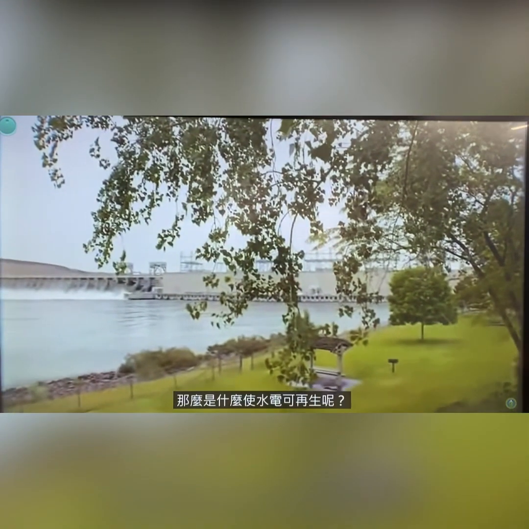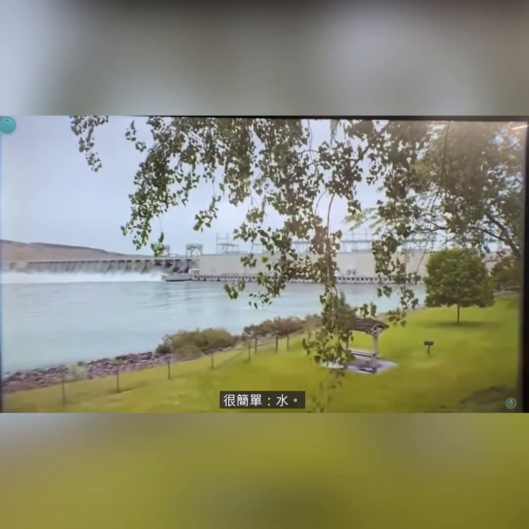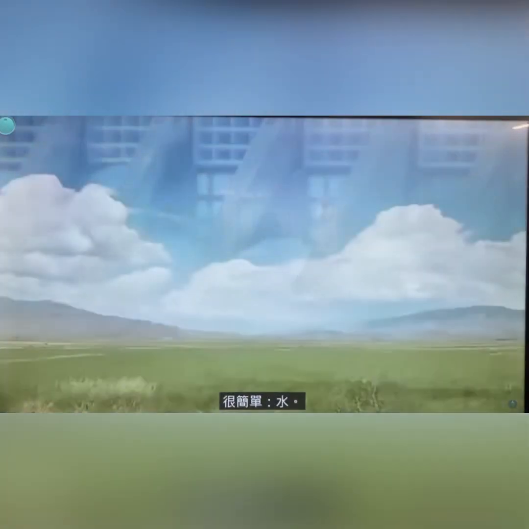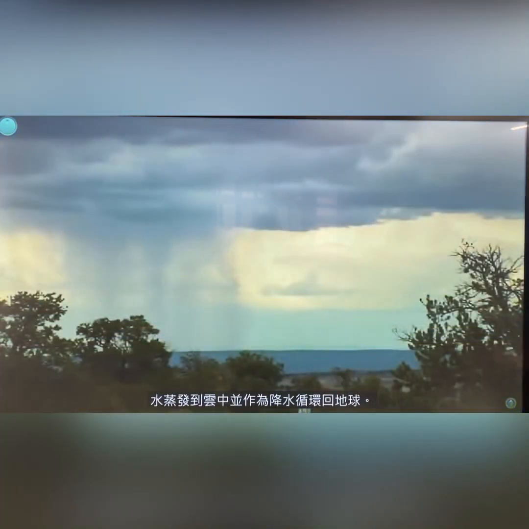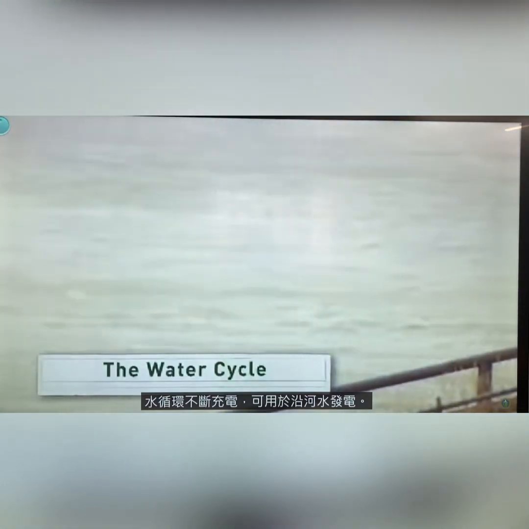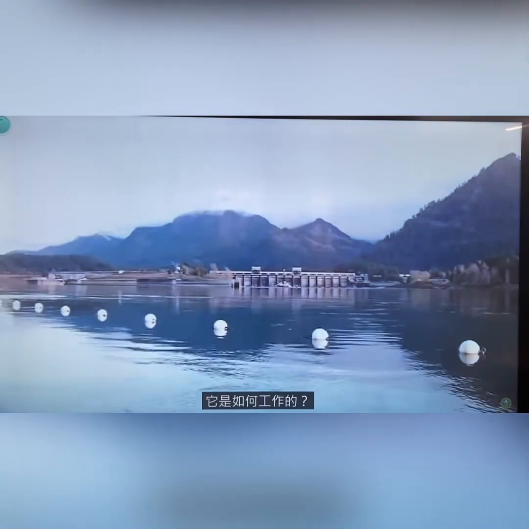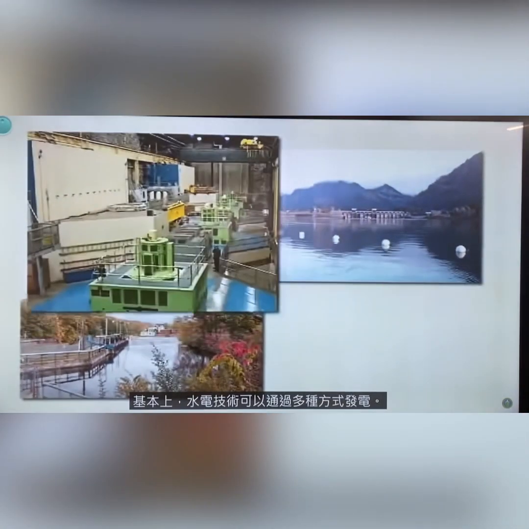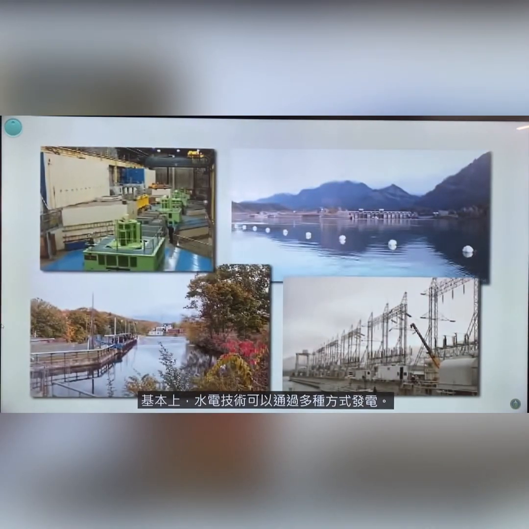So, what makes hydropower renewable? It's simple. Water. Water evaporates into clouds and recycles back to Earth as precipitation. The water cycle is constantly recharging and can be used to produce electricity along the way. How does it work? Basically, there are several ways hydropower technologies can generate electricity.